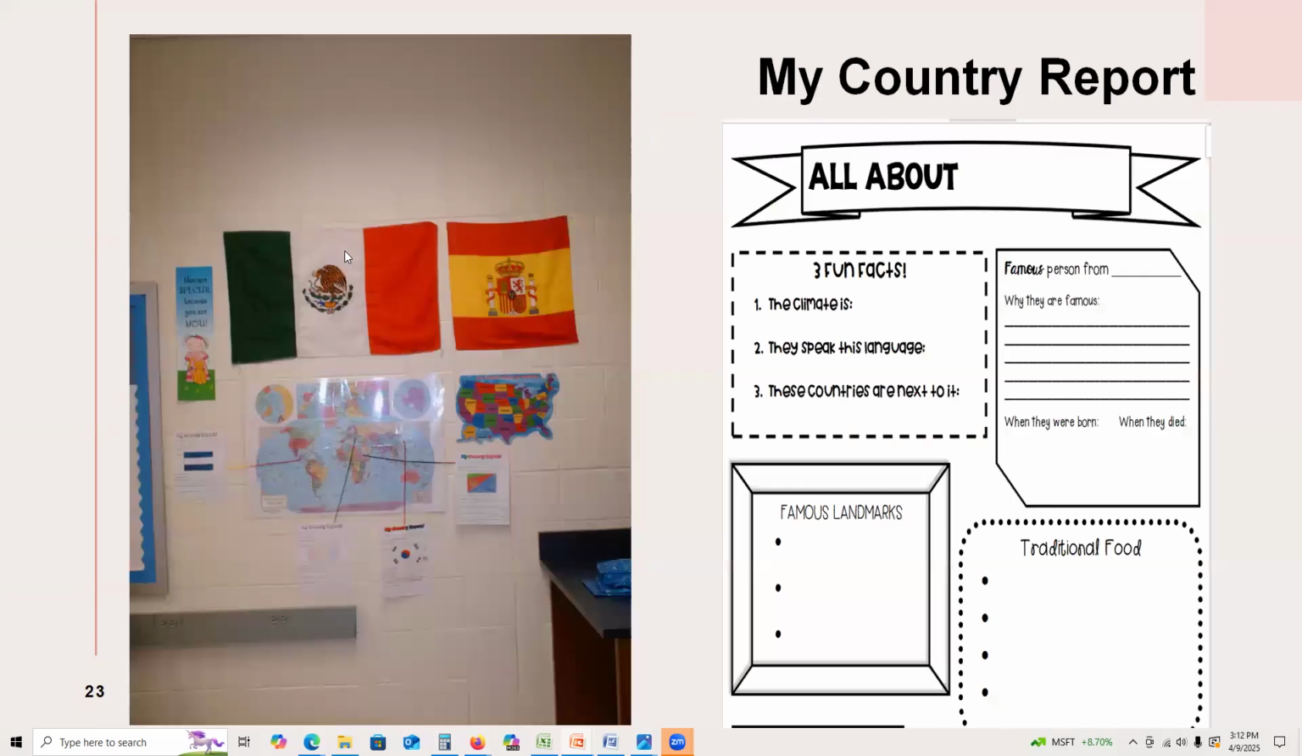Also, very practically speaking, this is something that I did just to value, just to honor them and where they were coming from. This was my meager classroom. I say meager because there's not much going on here.